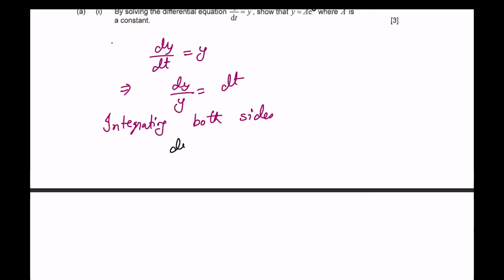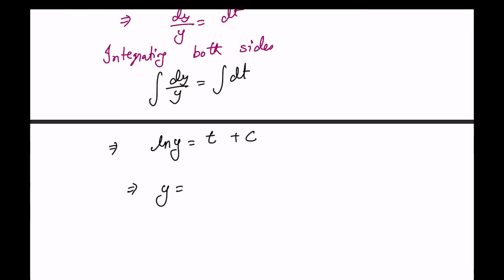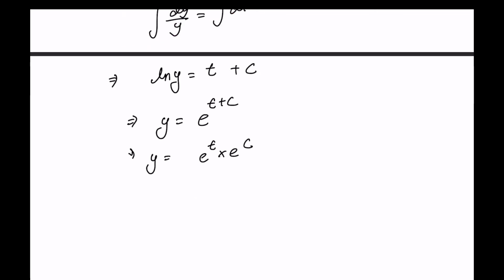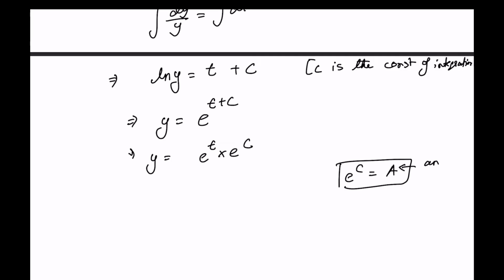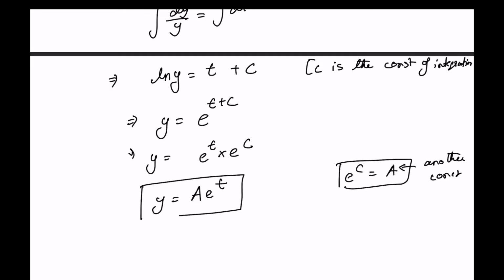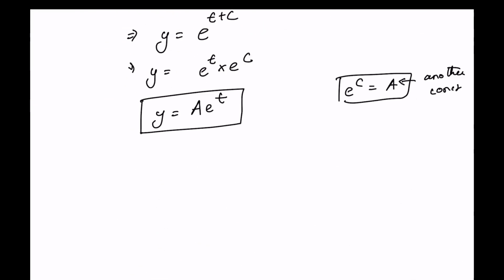What will be here: dy by y, integral of dt. So integral of dy by y gives us ln of y, and integral of dt gives us t plus c. So I can just write it like this: y equals e to the power of t plus c, which can also be written as e to the power of t times e to the power of c, where c is the constant of integration. Another thing is we can just assume e to the power c as a, another constant. And what happens is y becomes a times e to the power of t. This is what we need to prove in this question, and we have successfully proven it.